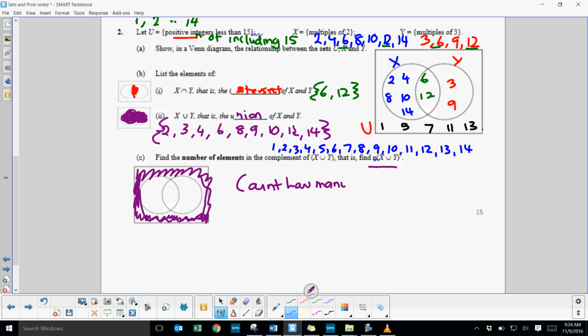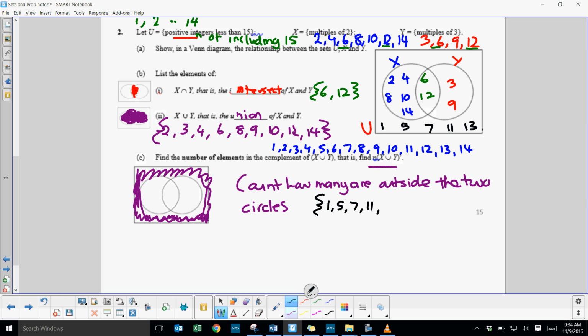So you might want to make a note: count how many are outside the two circles. Just to make it a bit easier, I'll list the set. You don't have to though, because all you have to do is count the numbers. I'm just listing it so you've got it as a reference.